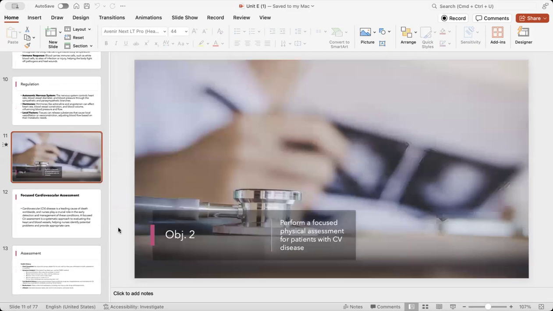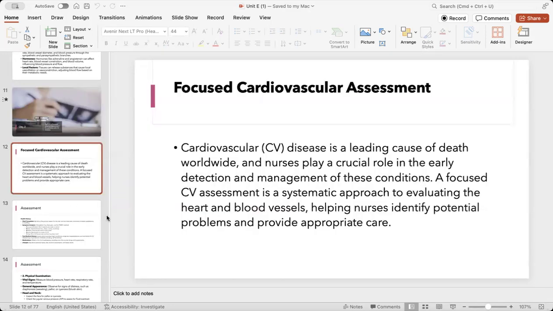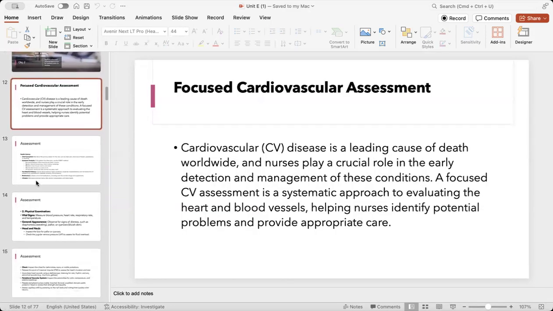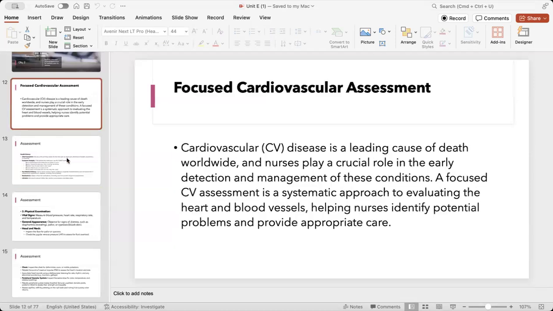Okay. Objective two. This talks about performing a focused assessment for a patient with cardiovascular disease. What I want you guys to pick up from this objective is, when you're doing an assessment focused on cardiovascular assessment, what are the primary things you should be looking for that are outside of normal limits? So I've got a couple of different slides on here.